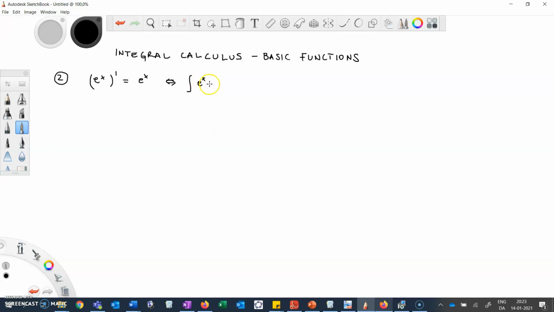with e^x dx, e^x as my integrand, then the result is simply going to be e to the power of x plus a generic constant c, where c belongs to the real numbers. It's very easy to remember: it looks the same and actually gives the same function.